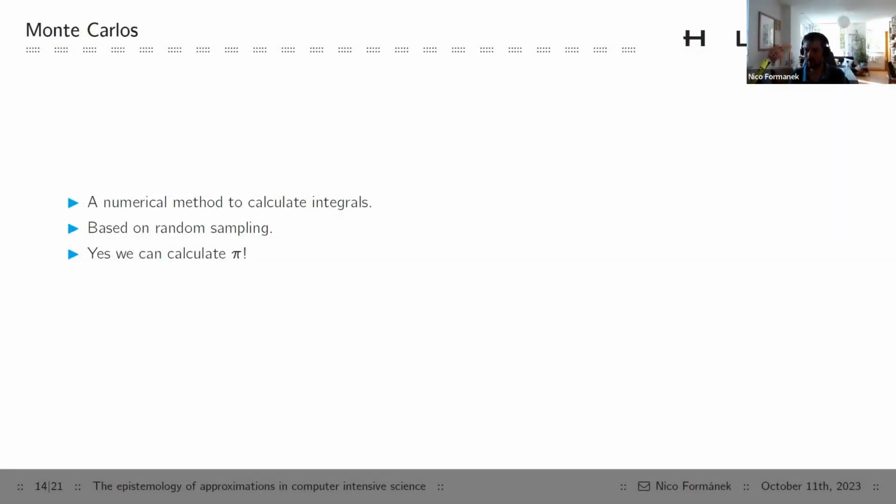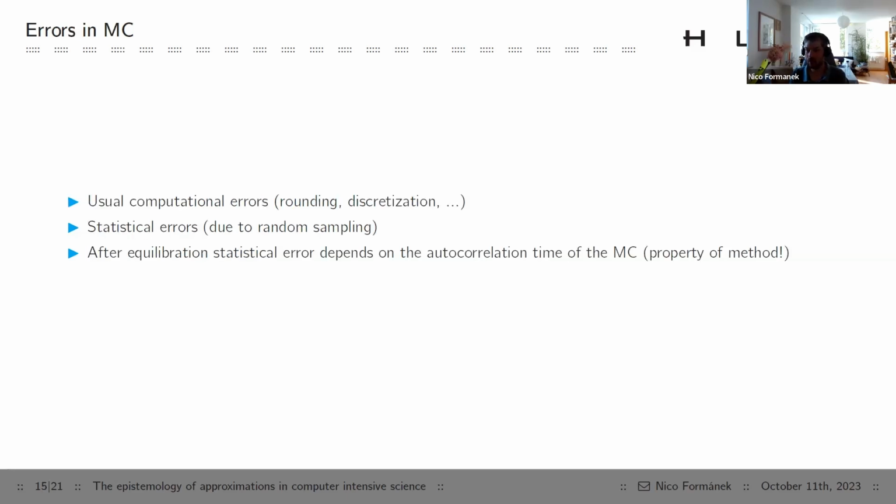And now we will talk a bit about how errors arise in Monte Carlos, and then how error control is done there. So in Monte Carlo, being a computational method, you have the usual computational errors, right? You have rounding, discretization, all the errors that you get from using floating point arithmetic on computers. But in addition to that, you get statistical errors. These errors are due to the random sampling you make.